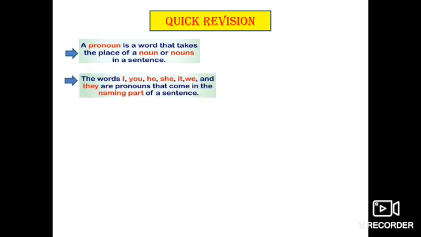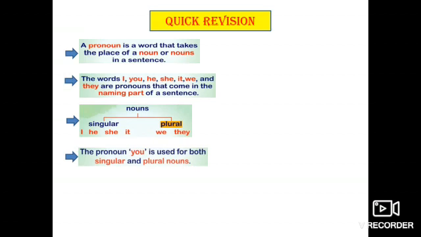So, quick revision. A pronoun is a word that takes the place of a noun or nouns in a sentence. Next, the words I, you, he, she, it, we and they are pronouns that come in the naming part of a sentence. So here I, he, she, it are singular pronouns, we and they are plural pronouns. The pronoun you is used for both singular and plural nouns.